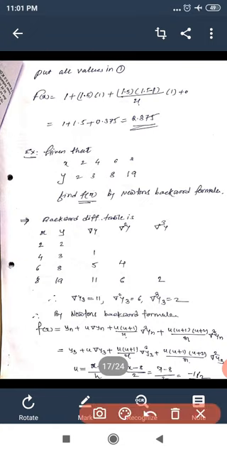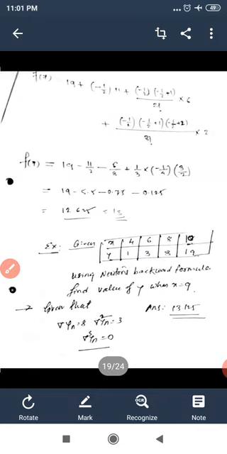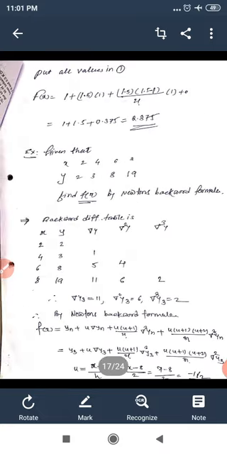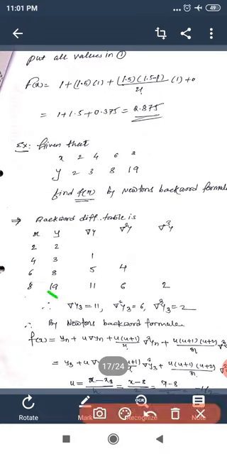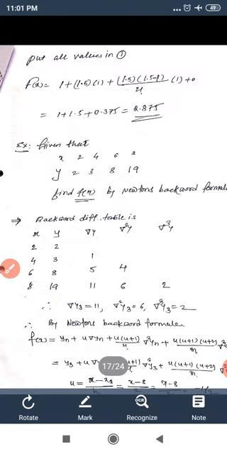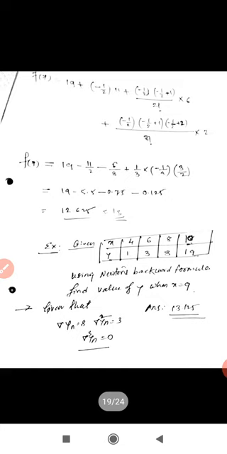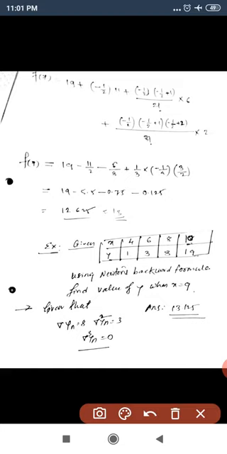We substitute the value of u, which is minus 1 by 2, as well as del of y3, del square of y3, del cube of y3 in this formula. If we substitute all these values here, we get f of 7. Here y3 is equal to 19. After subtracting and simplifying these values, we get the value of f of 7 is 13.